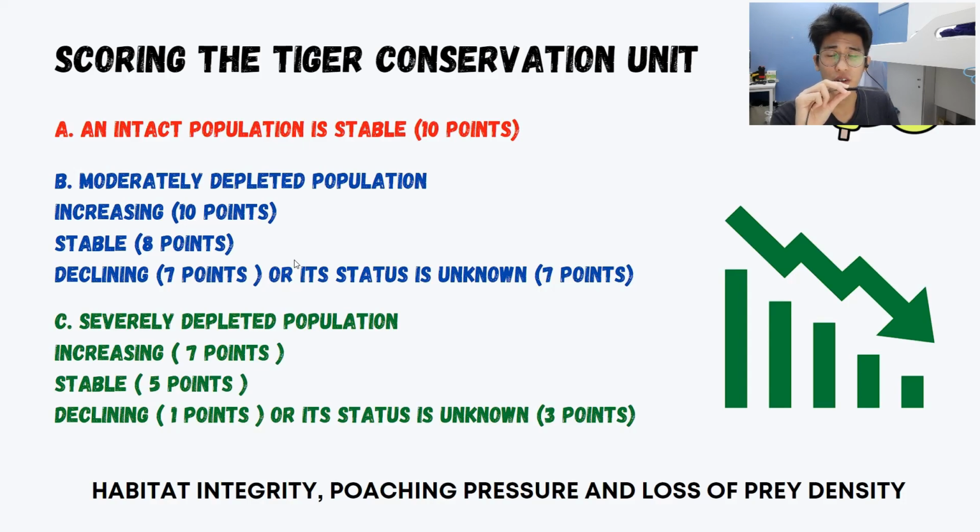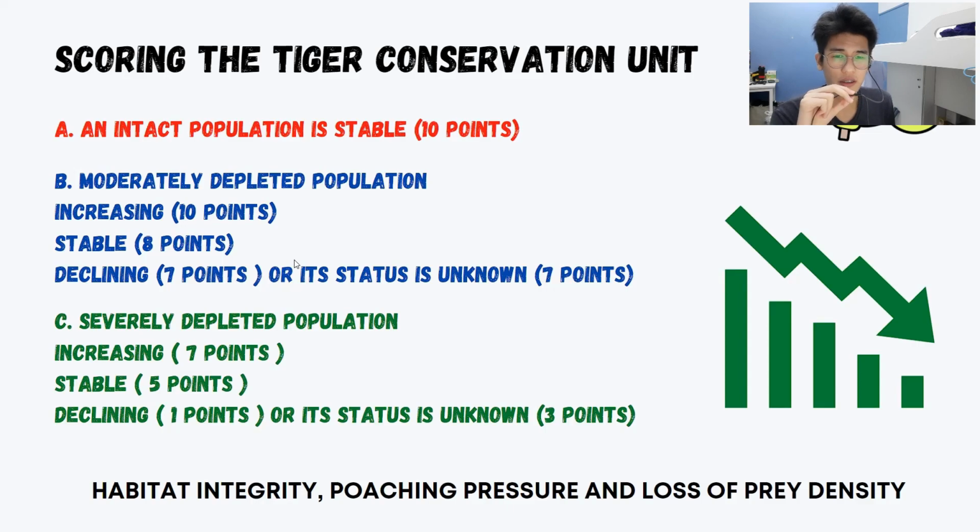The second category is the moderately depleted population, meaning the population of the tiger has actually decreased or depleted. But if it's increased, it's given 10 points. If it's stable, it's given 8 points. If it's declining again, it's given 7 points. Or if its status is unknown, also given 7 points. The status is unknown because the habitat is so large, no one is actually able to calculate or do an observation of the tiger accurately.